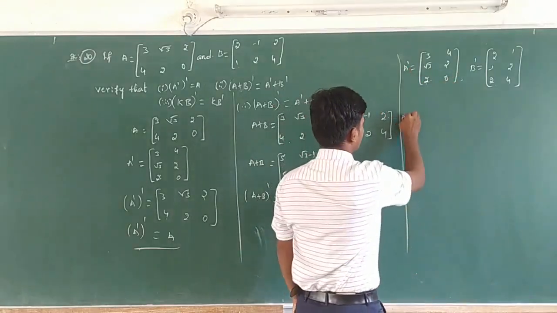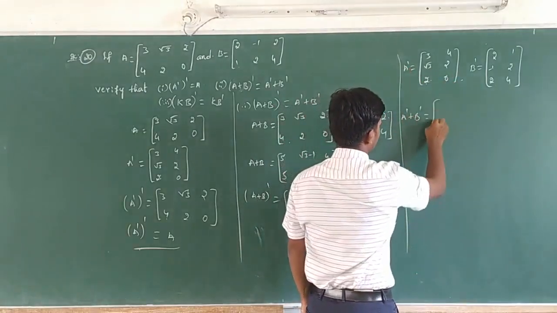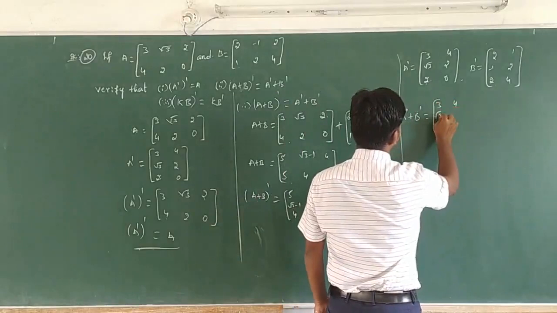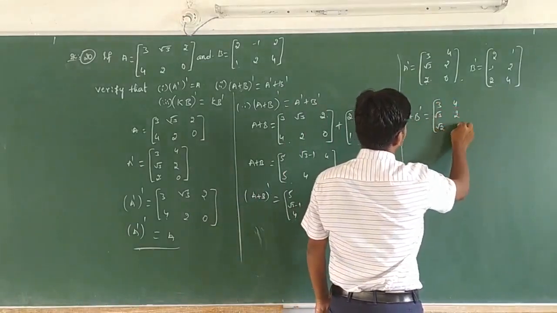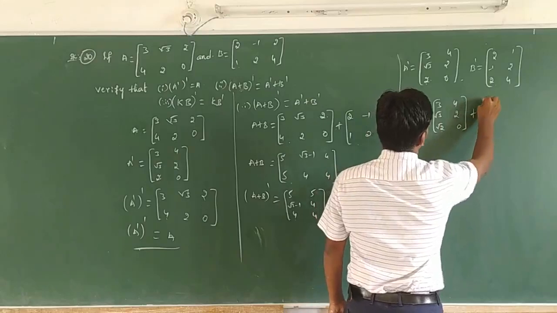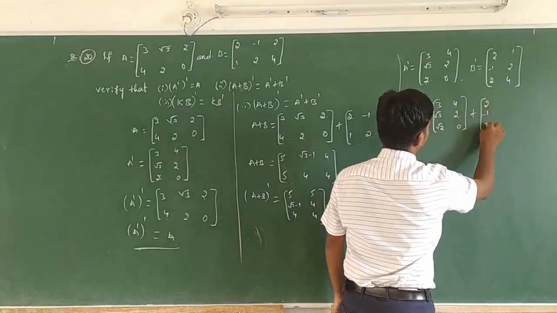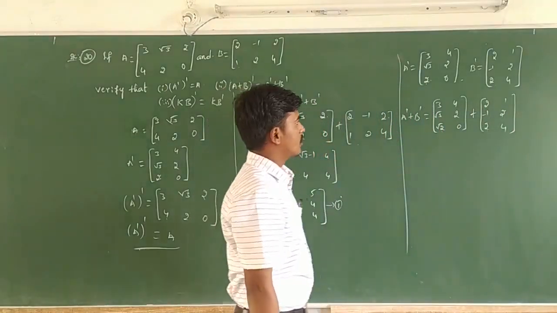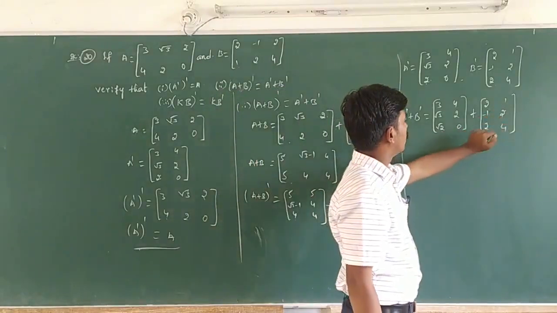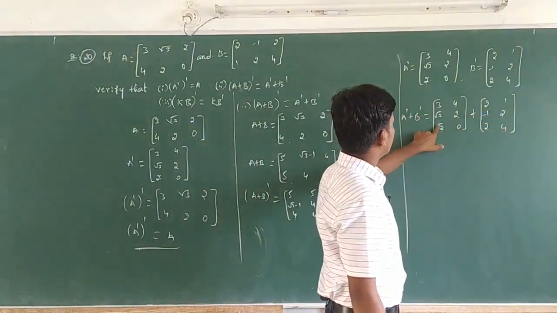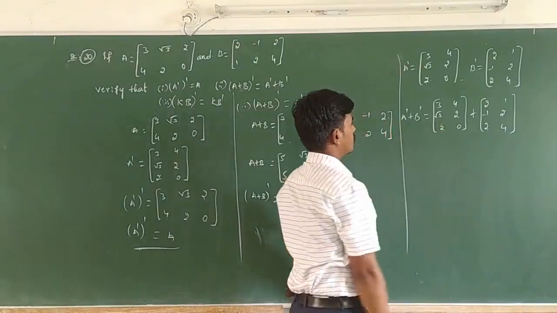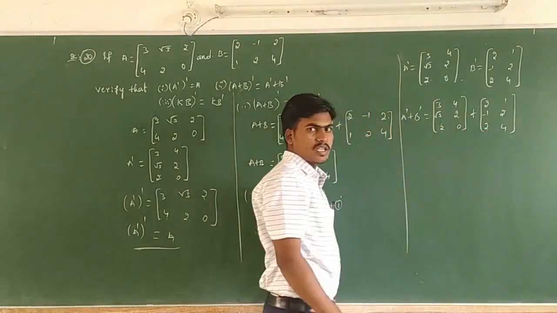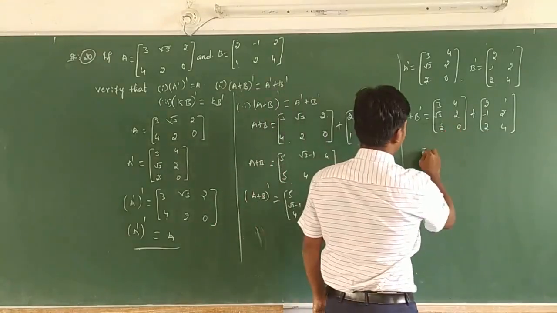That is, A transpose plus B transpose is equal to the matrix addition of A transpose, 3, 4, root 3, 2, root 2, 0, plus the B transpose matrix, 2, minus 1, 2, 1, 2, 4. Next we observe that the orders of these two matrices are the same, so again addition of these two matrices is possible.